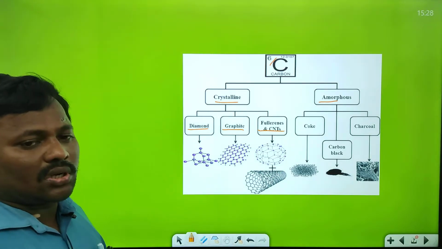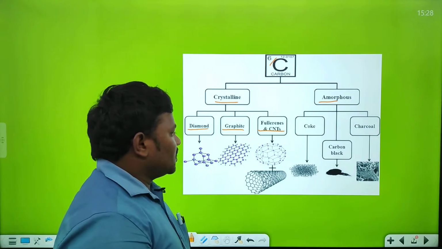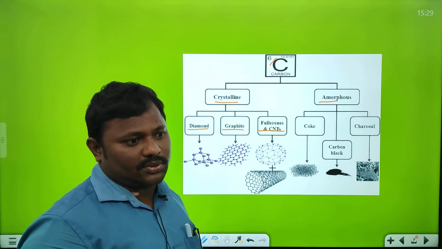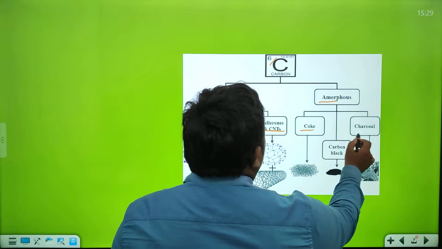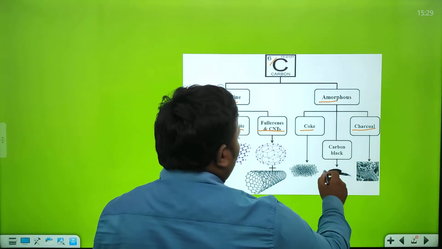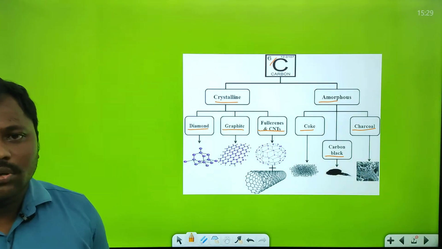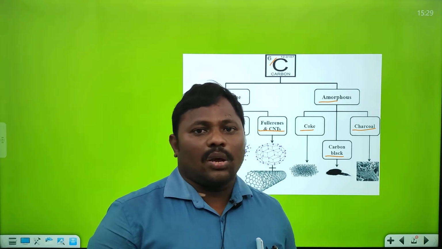CNTs are the carbon nanotubes. In the fullerenes only, it will be forming as in carbon nanotubes. Like that we have to see, and here we have coke, charcoal, is it right? Coke, charcoal and carbon black. Carbon black we see in lamp fires, lamp.